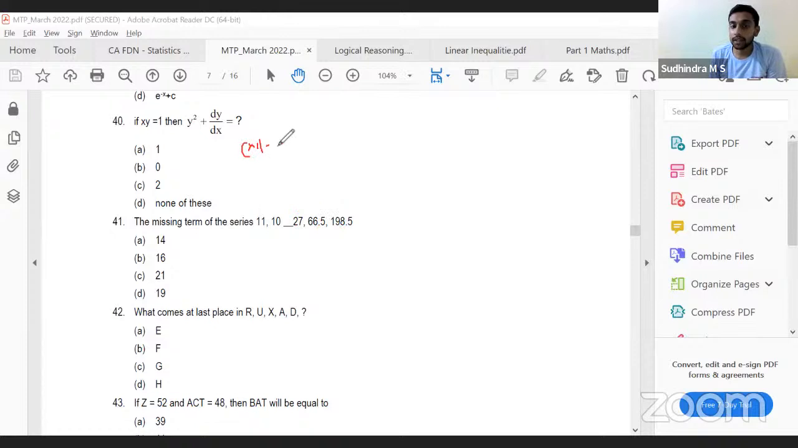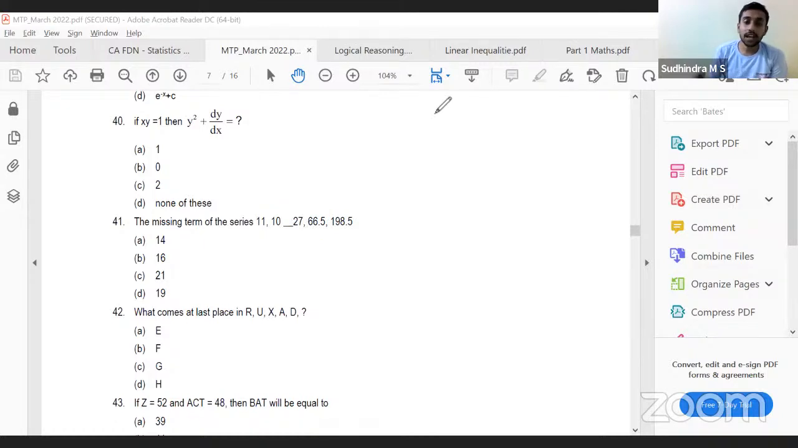Into 1 minus 1, into 1.5 minus 1, into 2 minus 1, into 2.5 minus 1, into 3 minus 1. So going with that logic, we get 10 into 1.5 minus 1, which is 14. So the other one should also be the same. 14 into 2 minus 1: 28 minus 1 is 27. So this is the pattern that we have.